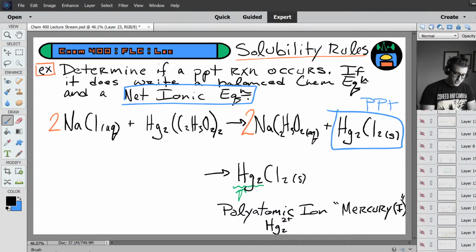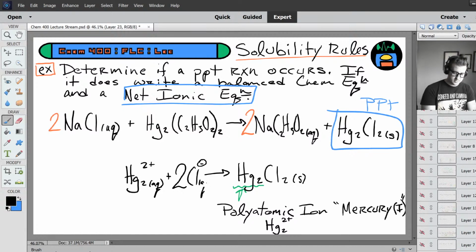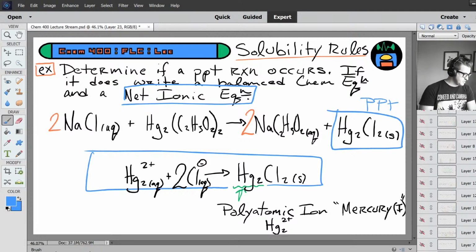The net ionic equation here, then, you'll have to have the polyatomic ion named mercury 1 free floating plus 2 chloride anions. All right, and this is your net ionic equation. So that is the reason why you don't do two Hg1s, you do Hg2 with the 2+ polyatomic ion, and then 2 chloride ions to balance that +2 charge.